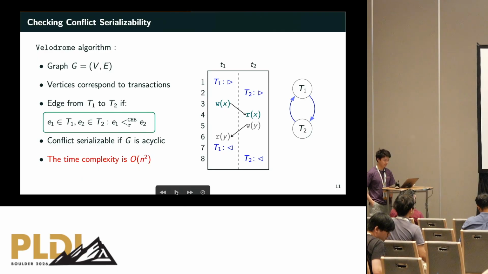The time complexity of this algorithm is n squared. It is very high because in practice n is very large, and n here is the number of events in the trace.